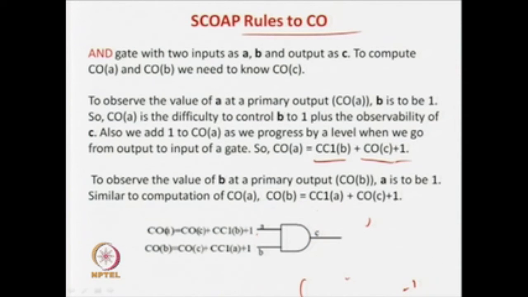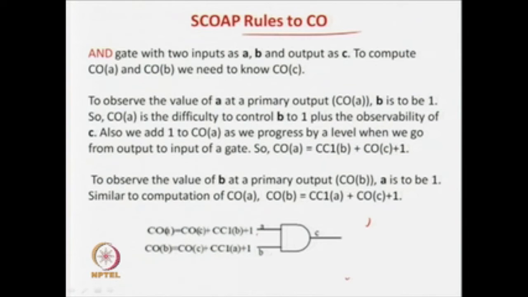It is said that to observe the value of A at a primary output, B is to be 1. So, CO of A is the difficulty to control B to 1 plus the observability of C, because you are observing A through C. So, we add 1 to CO as we are progressing by a level from output to input, and so we have to add the controllability of B, the observability of C, because you are observing A through C, and 1 for a level shift. And now we get the formula.